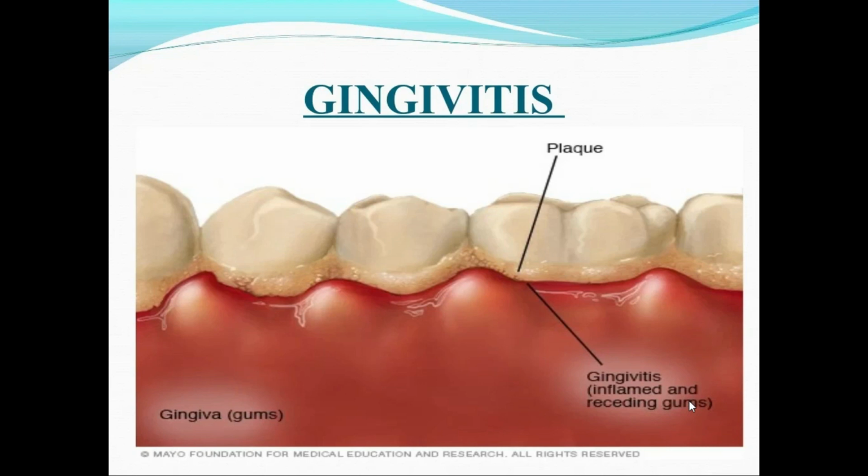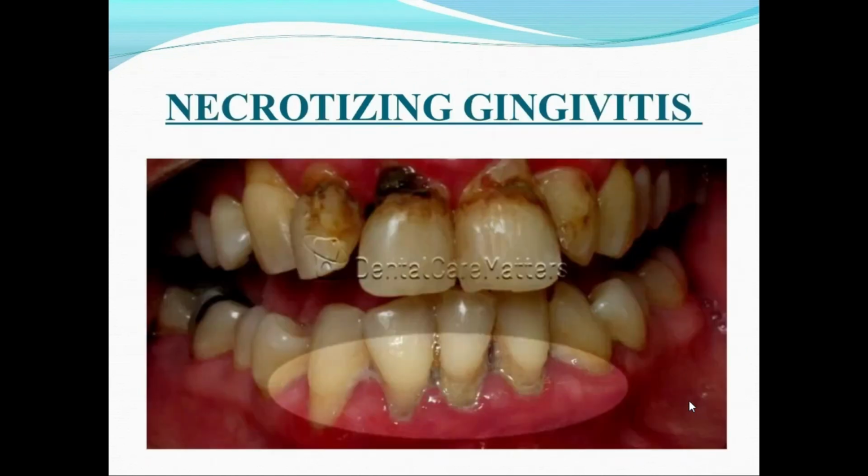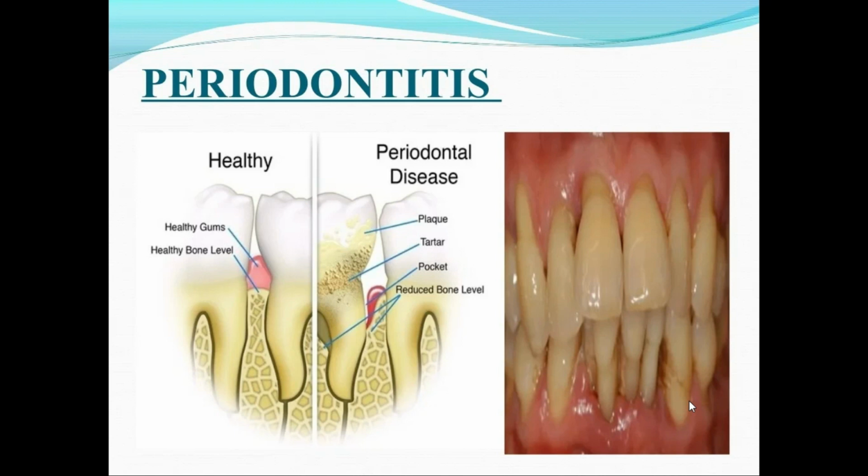What is periodontitis? Periodontitis is also called a gum disease. It's a serious gum infection that damages the soft tissue and without treatment can destroy the bone that supports the teeth. Periodontitis can cause teeth to loosen or lead to tooth loss. This is gingivitis, necrotizing gingivitis, periodontitis.